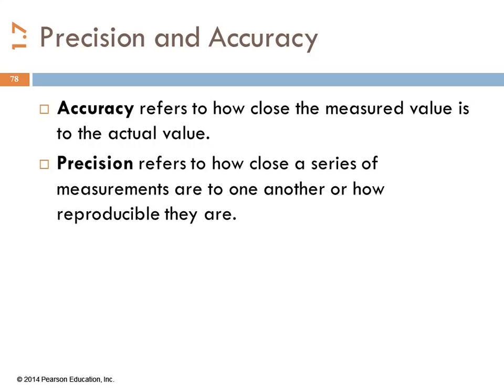Accuracy and precision. These are words that have a similar general meaning, and yet there's a difference to them as well. Accuracy refers to how close the measured value is to the actual value or the true value. Precision tells us how close a series of measurements are to one another, or how reproducible they are. You can have accuracy and precision, or you can have accuracy without precision. You can have precision without accuracy, and then you can have measurements that have neither accuracy nor precision.